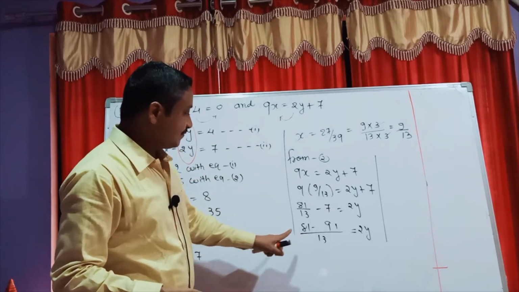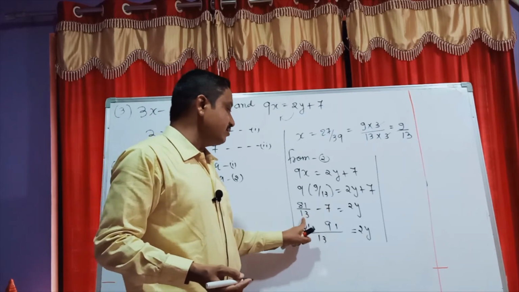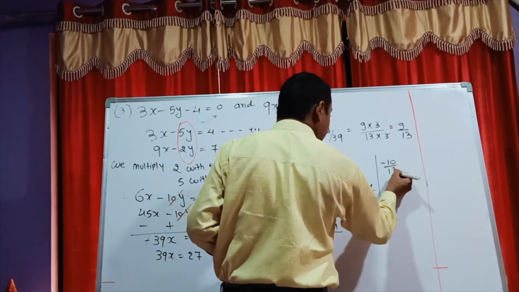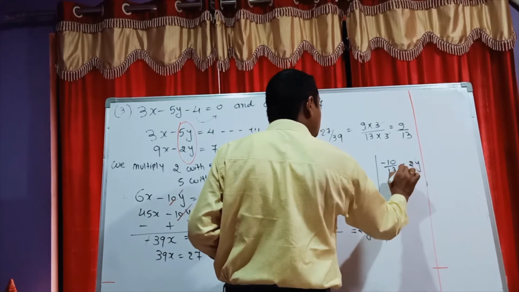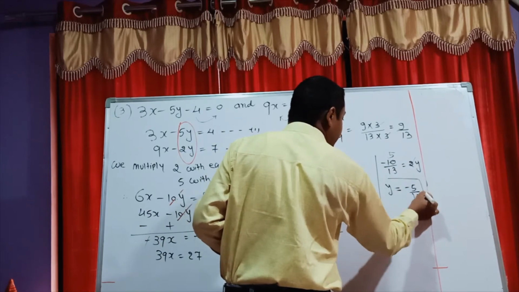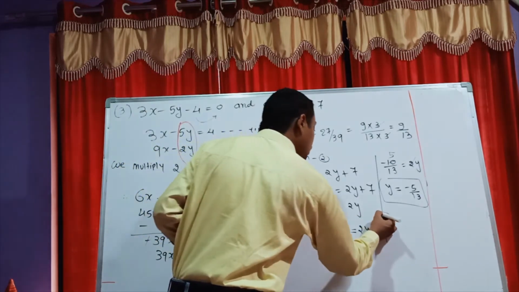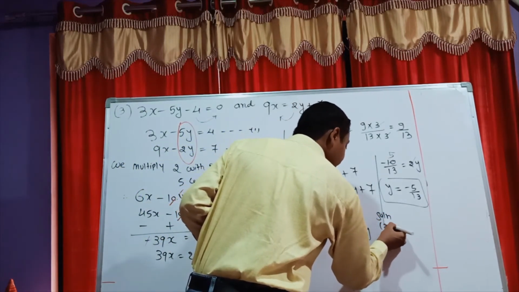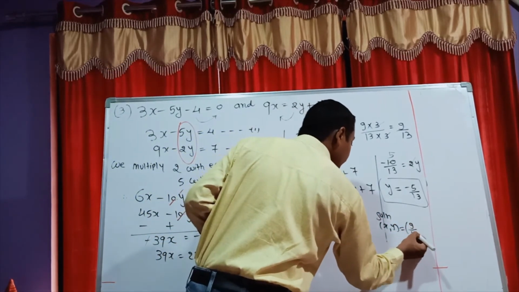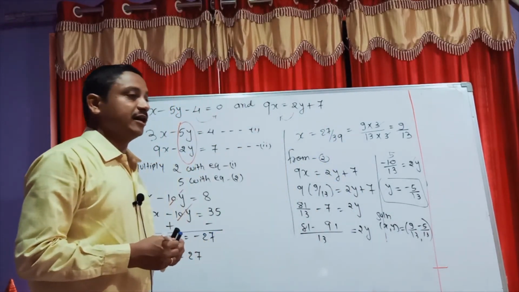So finally, students, 81 minus 91. Yes, 81 minus 91, how much? It is minus 10 by 13 is equal to 2y. This 2 and 5 are cancelled. My answer is minus 5 by 13, and that's easily done for y. So finally, our solution x comma y is how much? x is 9 by 13 and y is minus 5 by 13.